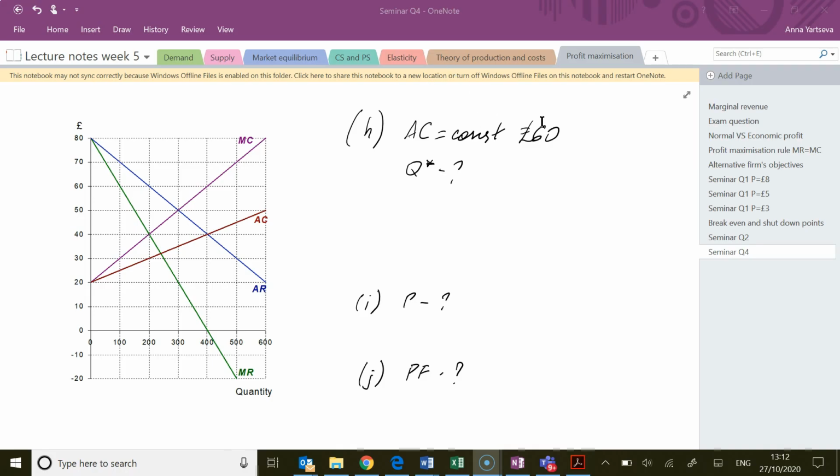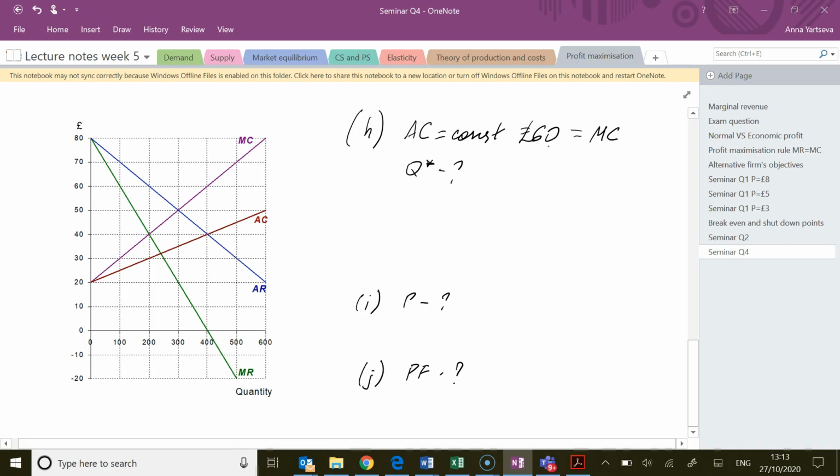When average cost is constant, it implies that the additional cost of producing an extra unit of output will be equal to £60 as well. So for any range of output, our additional costs are going to be equal to £60. So every single unit costs us £60, and this amount doesn't change. The more we need to produce, the more £60 we'll need to pay.